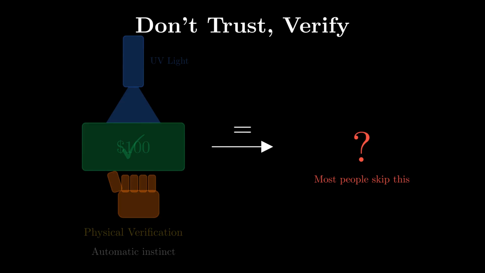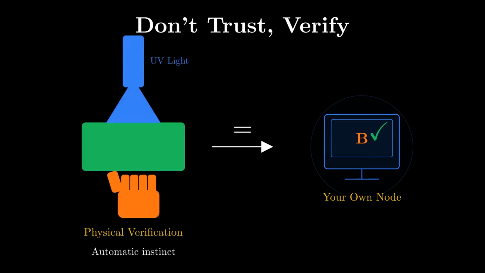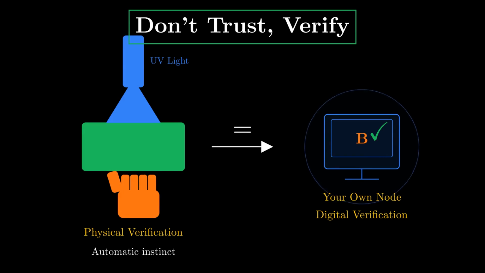When someone sends you Bitcoin, if you're not running your own node, you're trusting a stranger to verify it for you. Bitcoin Core exists to let you verify everything yourself. Here's how this verification works. It starts with a piece of software called a full node.